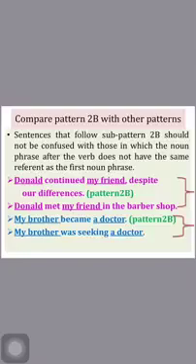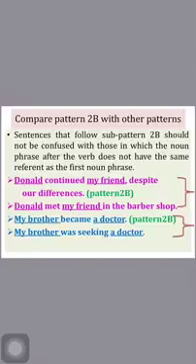Donald continued my friend despite our differences. Donald is a noun phrase. We're going to see whether these two noun phrases in this sentence have the same referent or not. If they have the same reference, then it is pattern number 2b. If they have different references, let's say they refer to two different persons, then it is away from pattern 2b.